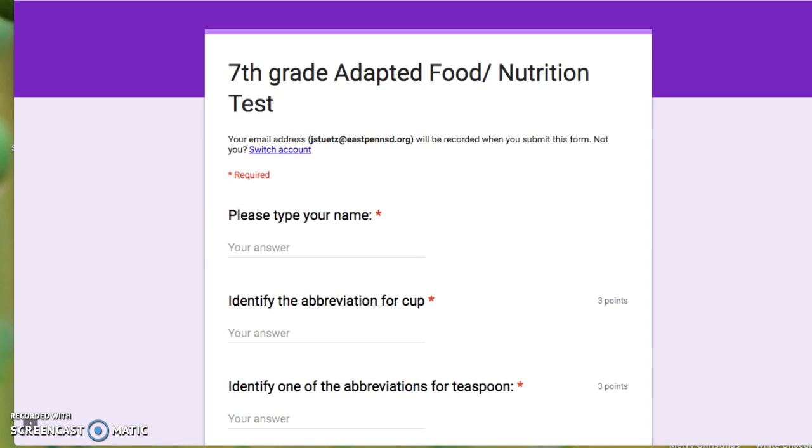Give the correct equivalences for the following. How many tablespoons are in a stick of butter? Choose the correct equivalences for the following. In a stick of butter, there is a half a cup, 1 cup, 2 cups.